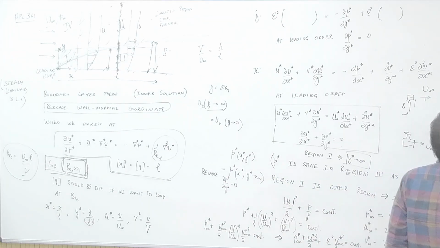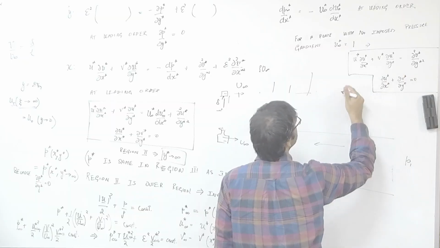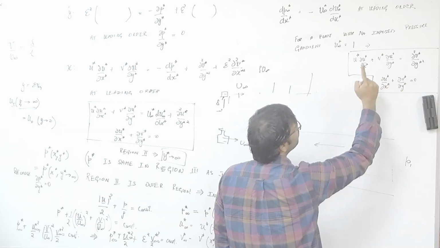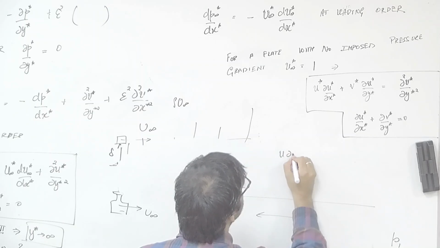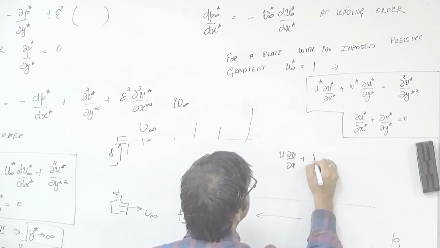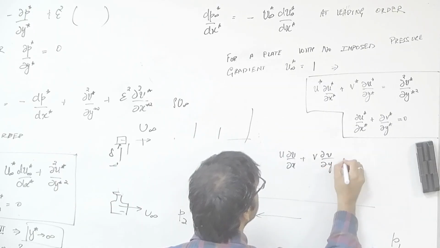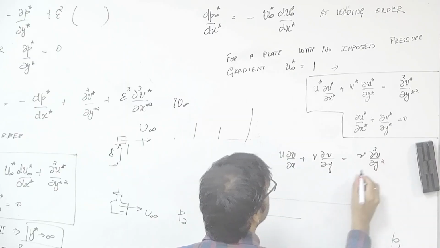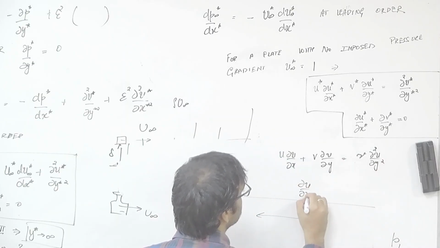So this is the dimensionless version of these equations. The dimensional version, you can substitute L, delta and everything, and you can derive it, and you will see that it is simply u del u by del x plus v del u by del y equals nu del 2u over del y square, and the continuity equation remains as it is.